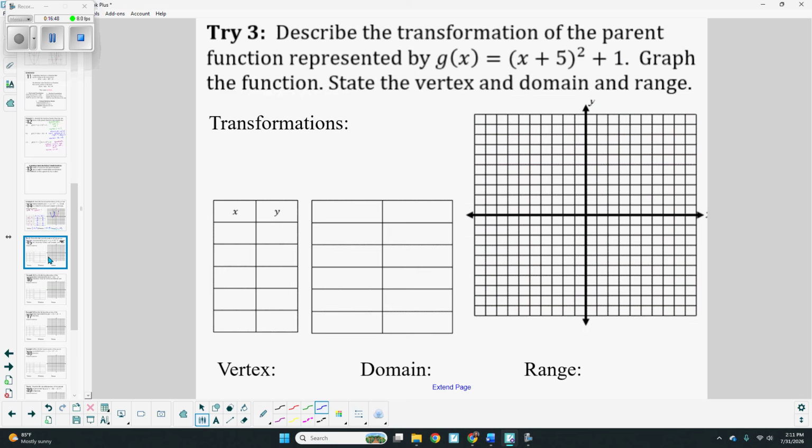So here's one for you to try. You can pause. The answers will be posted in the blank notes at the end.